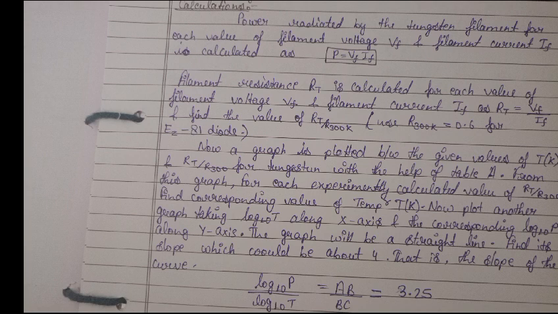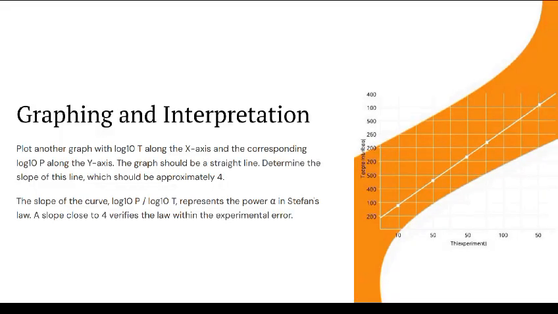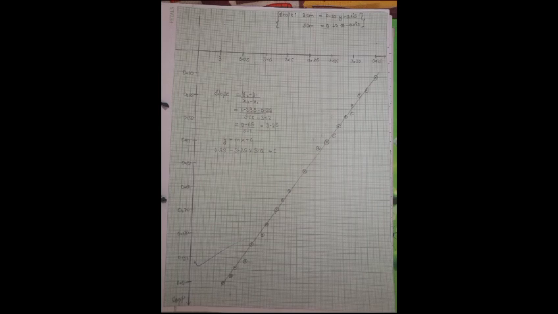The graph will be a straight line. We'll be finding its slope, which would be about 4. The slope of the curve will be equal to log P upon log T is equal to AB upon BC, which will be approximately equal to 4. The graph between log P and log T is a straight line and the slope of the straight line is about 4. Hence, Stefan's law is verified within the experimental error.